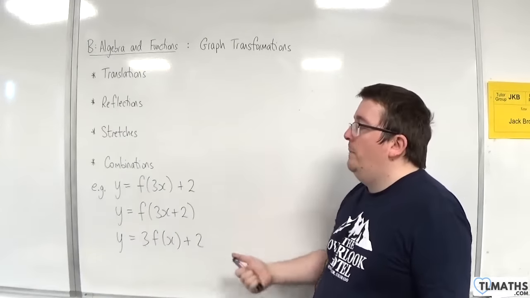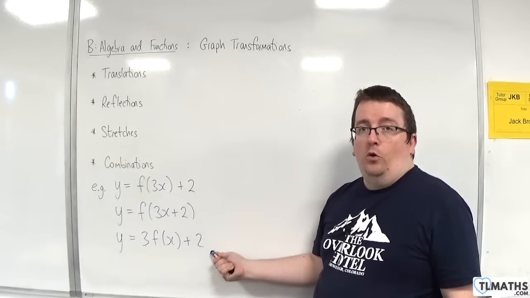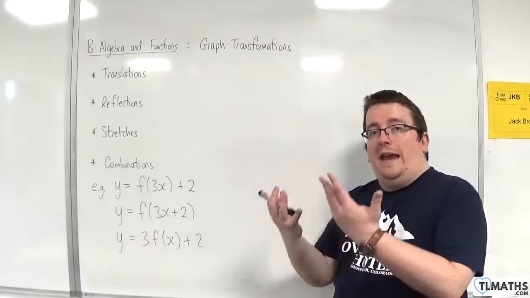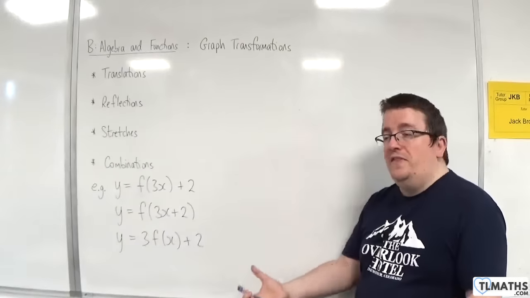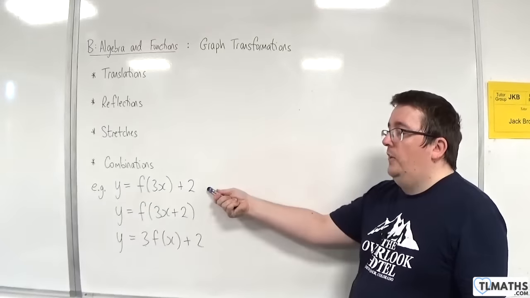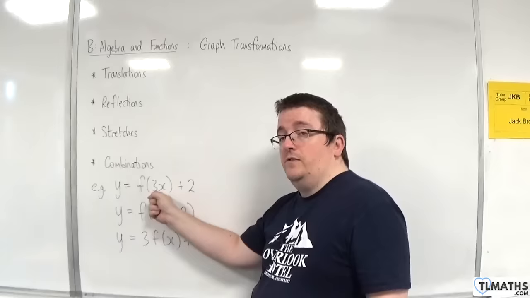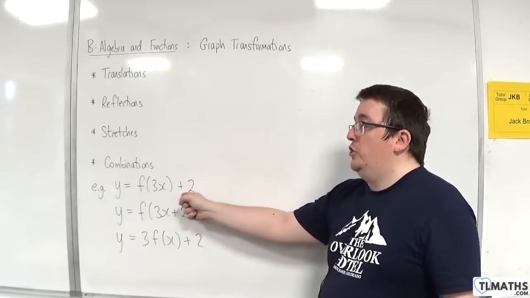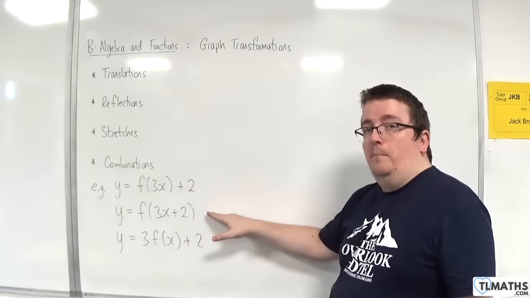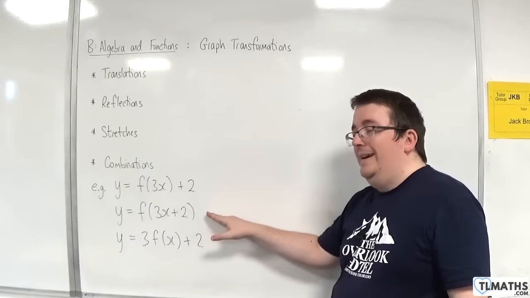Combinations, so you should be able to identify what transformations have occurred here and whether the order matters. Now remember, if both of the transformations are inside or both are outside, then the order matters. So these two examples, the order will matter. This example, the order does not matter. So you should identify that as a stretch parallel to the x-axis factor 1/3 and a translation by the vector 0/2.